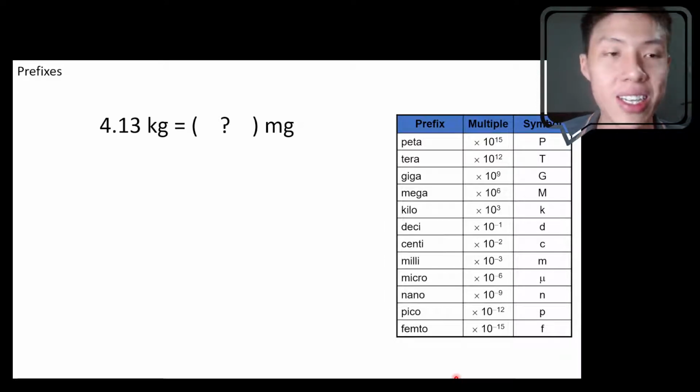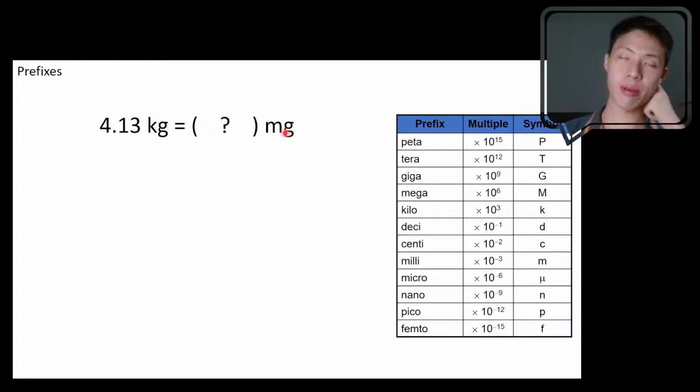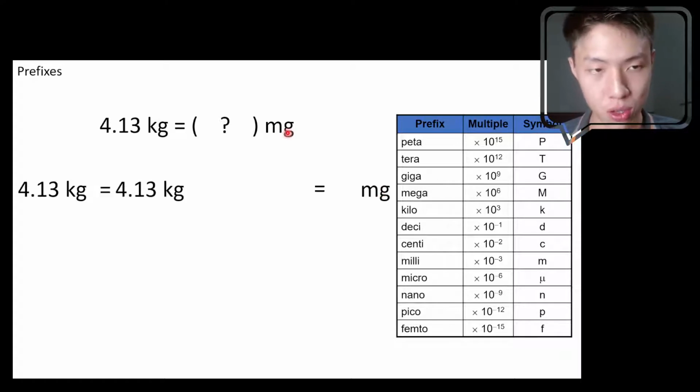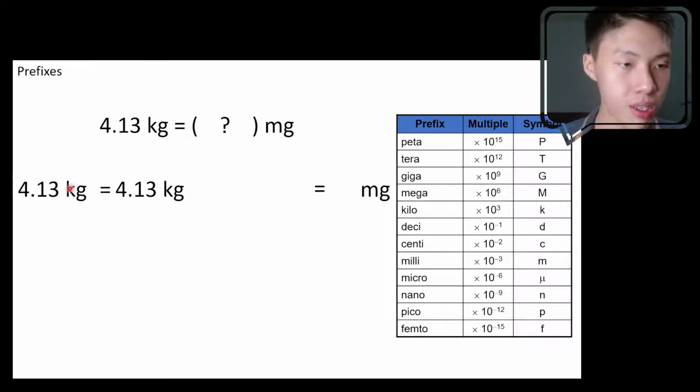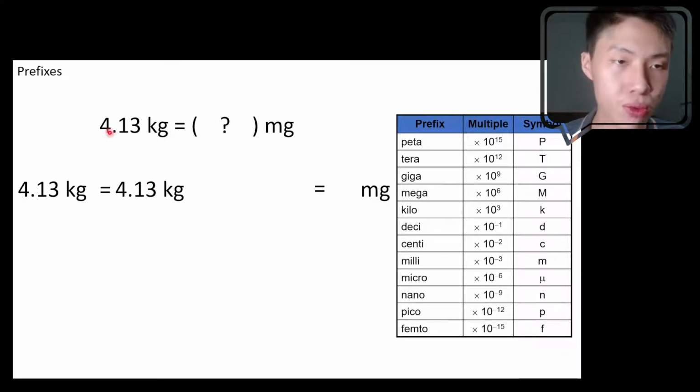Let's try another example. Now we want to convert 4.13 kg into mg, or milligram. Okay, again, the idea is the same. First thing that we do, set up the problem. Write the initial measurements, the final units, and put in the thing that we have inside.